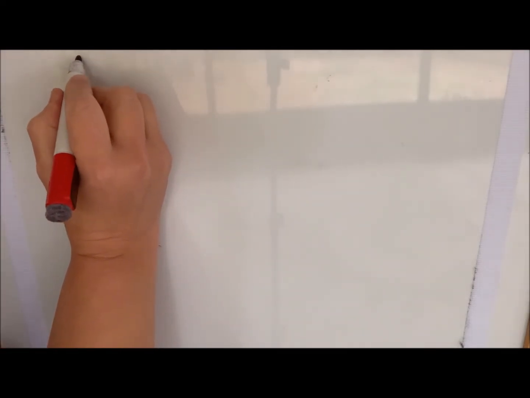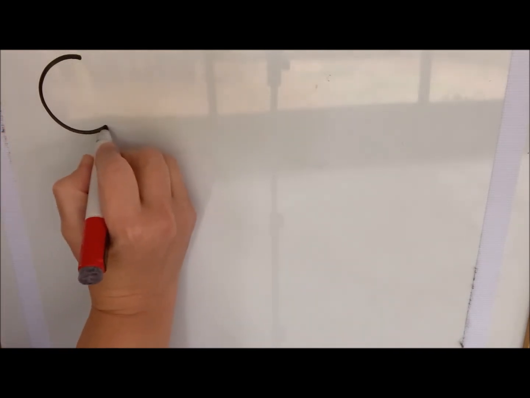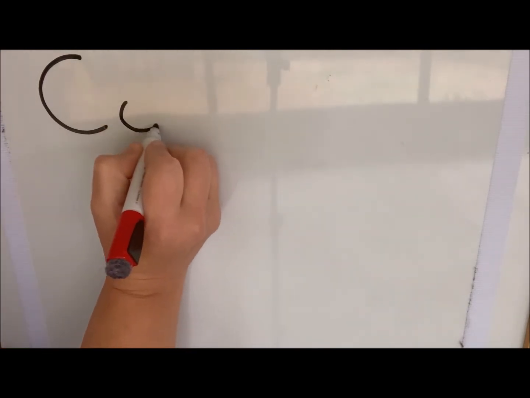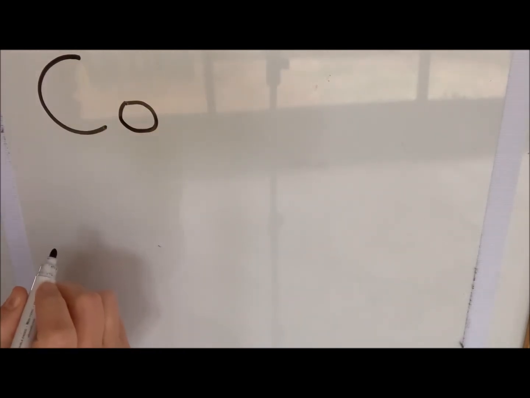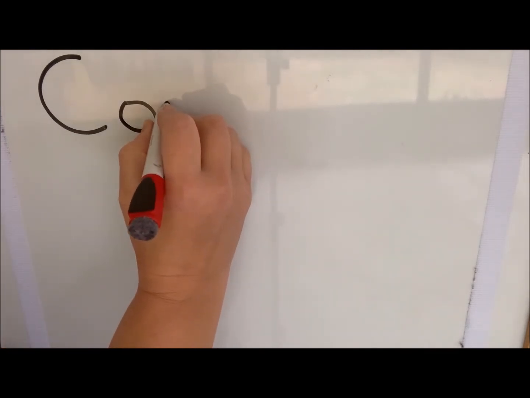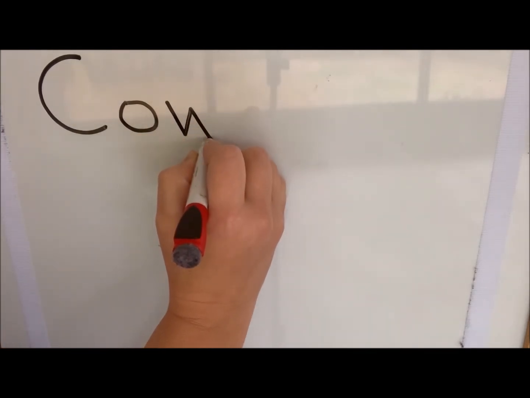First, we're going to write the word cow. Cow starts with C. C starts at the top, curves around. Cow. Cow. Ah. That's an O. Cow. W. That's a W. Down, up, down, up. Diagonal lines.